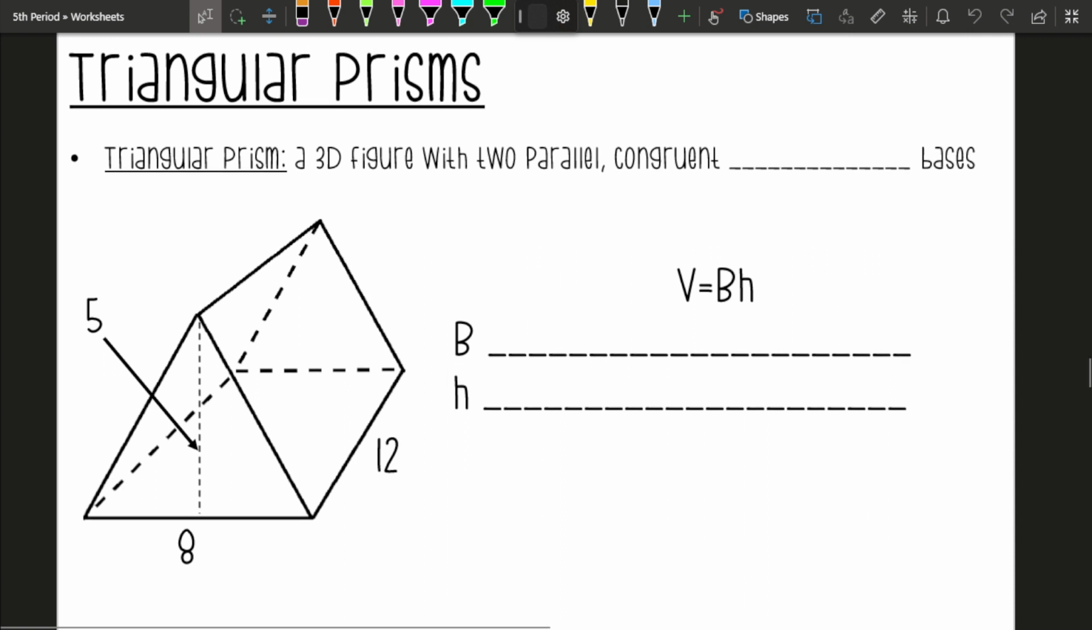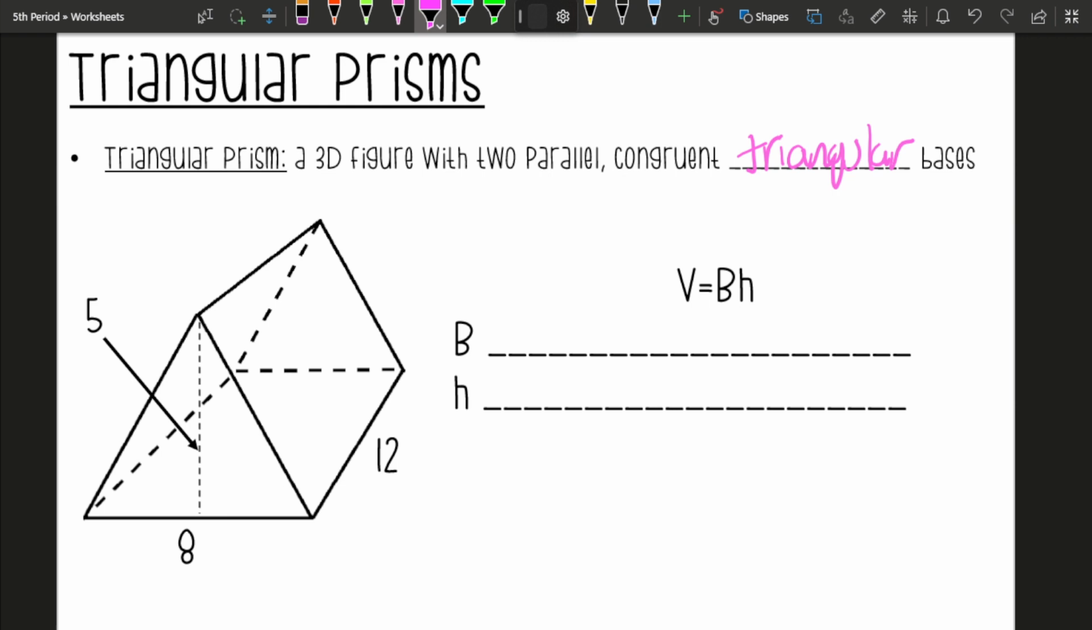It says right here, a triangular prism is a 3D figure with two parallel, congruent, blank bases. What do we know about the bases? Just like on rectangular prisms, what shapes were those? Rectangles. So now on a triangular prism, they're going to be what? Triangles. So these are going to be triangular bases.